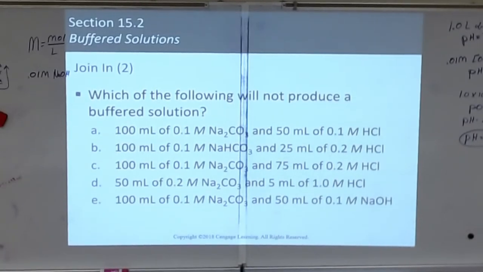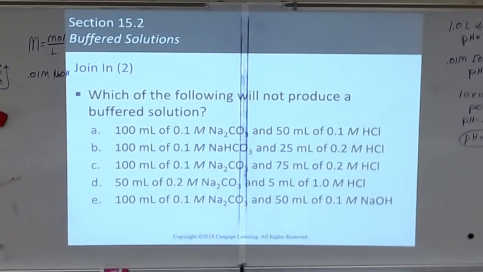Which of the following will not produce a buffered solution? Make your guess. What does a buffered solution require? What two things does it require? Weak acid and strong base. Or really, the conjugate base. Yeah, weak acid or weak base and conjugate. Or not, no. And salt. So a weak acid and a conjugate base, or the salt of a conjugate base.